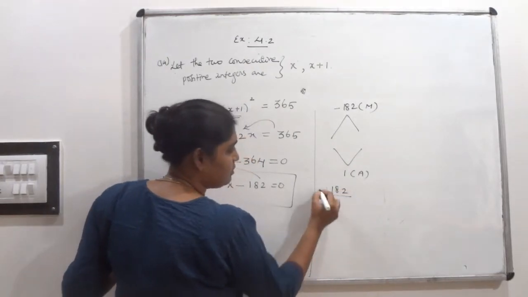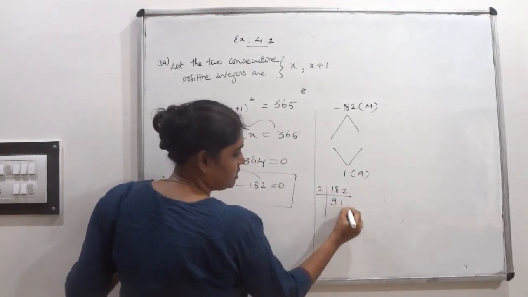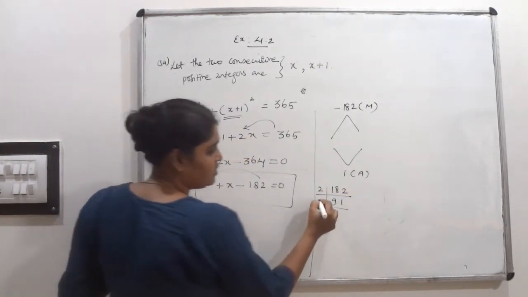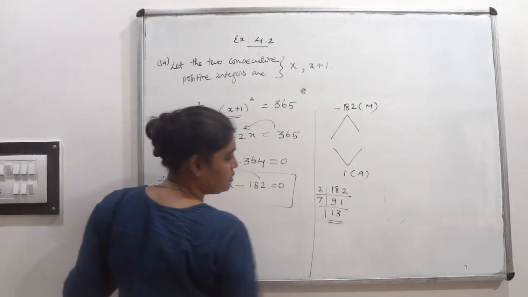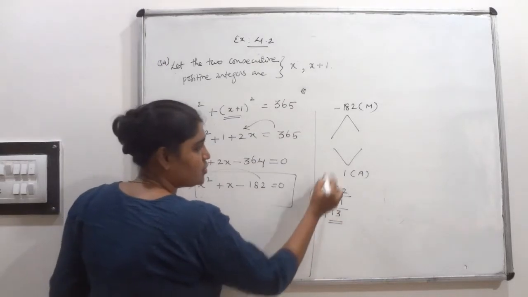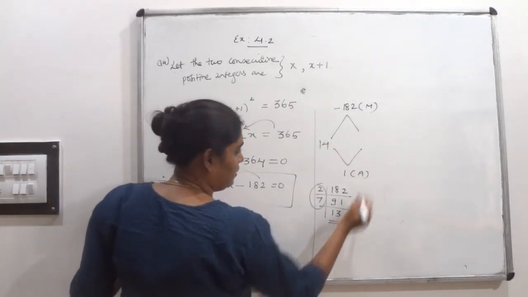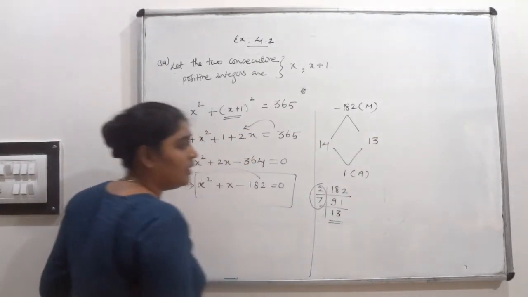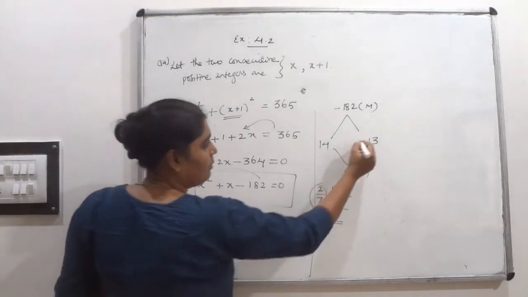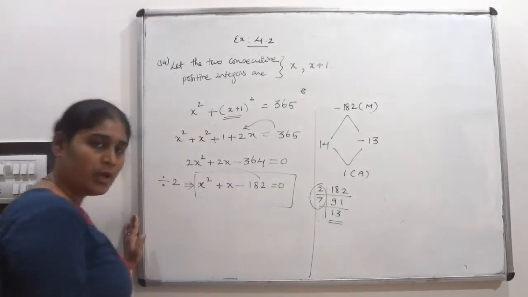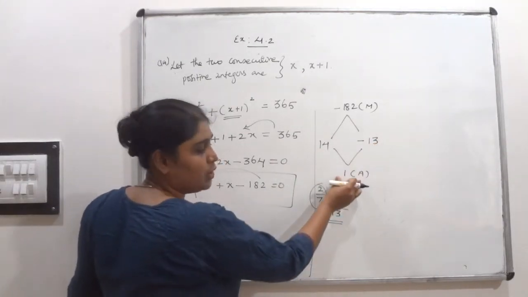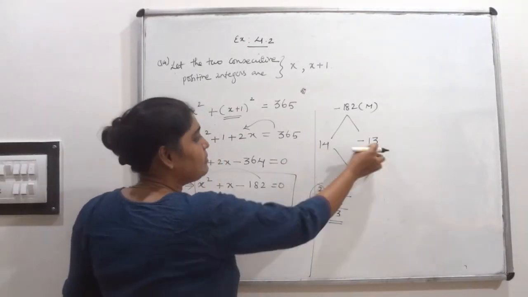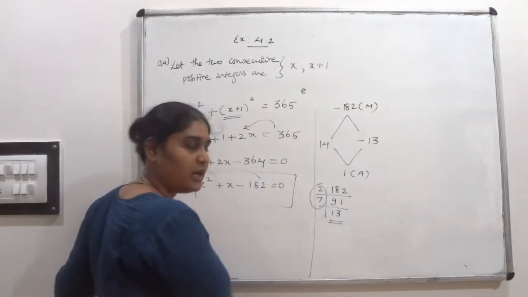So we can write it. 182 can be divisible by 2. This is 91. This can be divisible by 7. So 13 times. 13 is prime, so stop it. 7 into 2, 14, and 13 we can write here. I need 1 in addition, so I am keeping minus 13 here. Okay. So plus 14 minus 13, add it, what you will get? Plus 1. Multiply these two values, you will get minus 182.